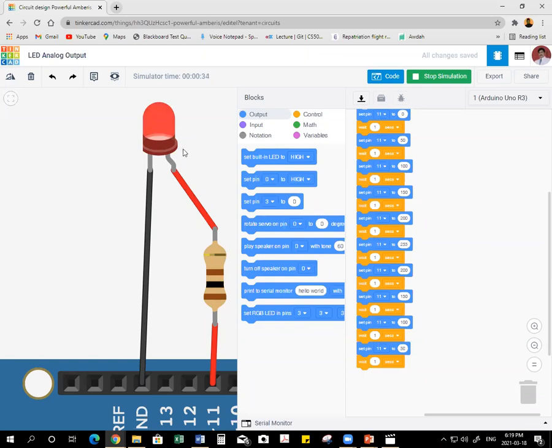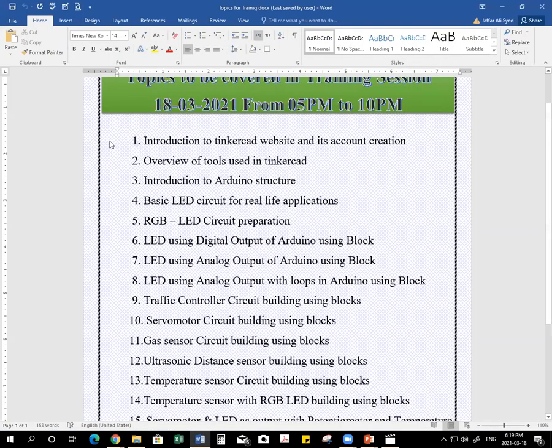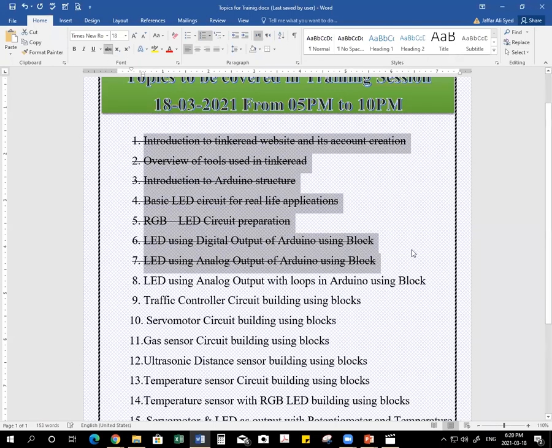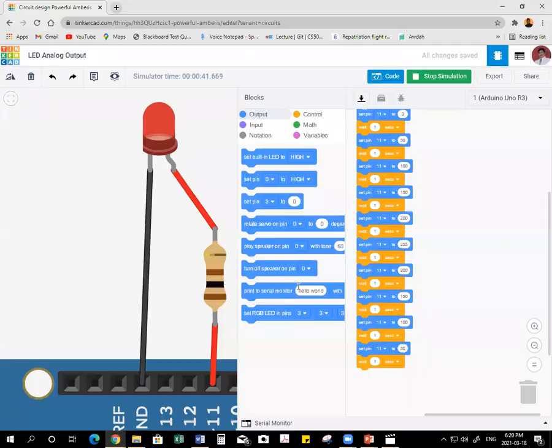So this is the second one, LED analog output. Up to here it is finished. I have struck it off. Okay, now we can go for loops. Later we'll go for the loops. I think we need some break. Okay, I have another 2 minutes. I will show here.